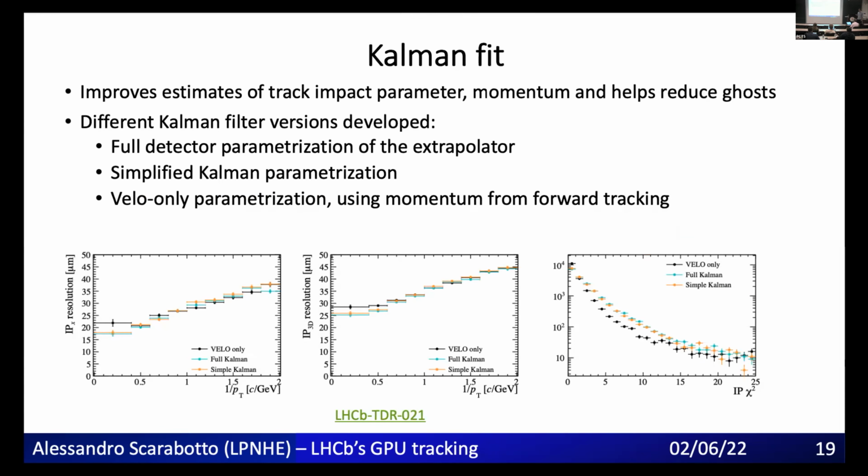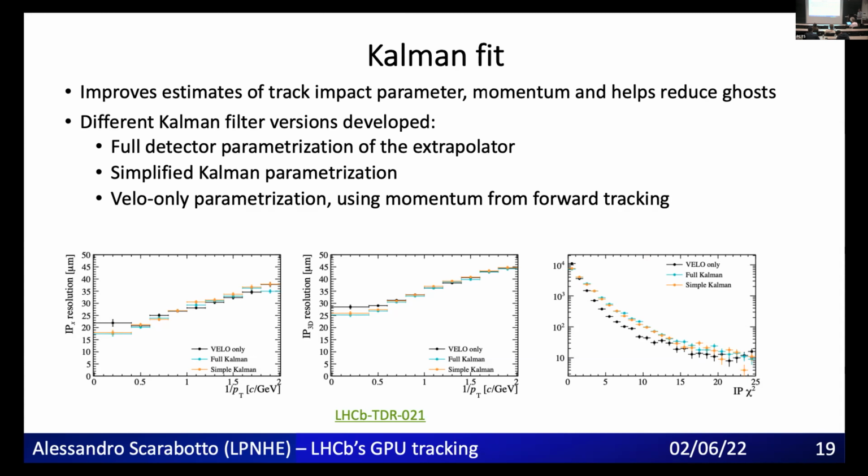The last step is doing a Kalman fit that improves the estimate of the track impact parameter and momentum, and helps to reduce some ghosts. And for Allen in HLT1, we need to be fast. So three Kalman filter versions were developed: a full detector parameterized version of the extrapolator, then a simplified one with some assumptions, and then also a velo-only parameterization.